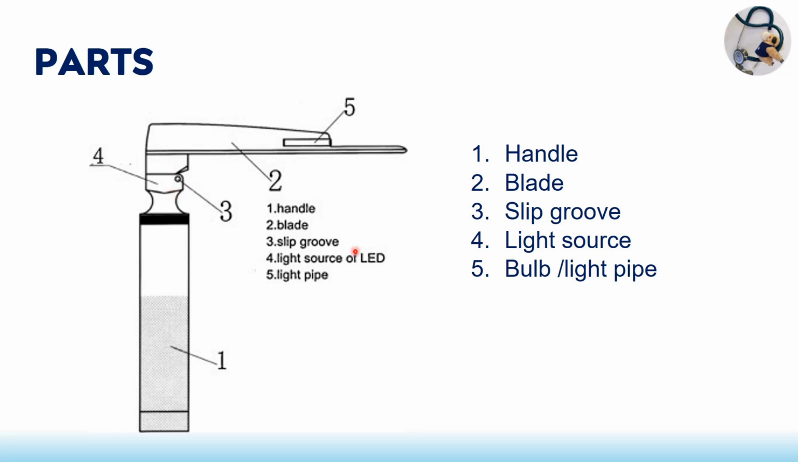Then comes number four. This is the light source. Once the blade is attached to the handle this way, this gives the light, or it is like a switch. Then comes the number five, this one is the bulb. So when this is attached, this bulb is lighted, also known as light pipe or the bulb. It is elongated like this. So through this light you can visualize the vocal cord.